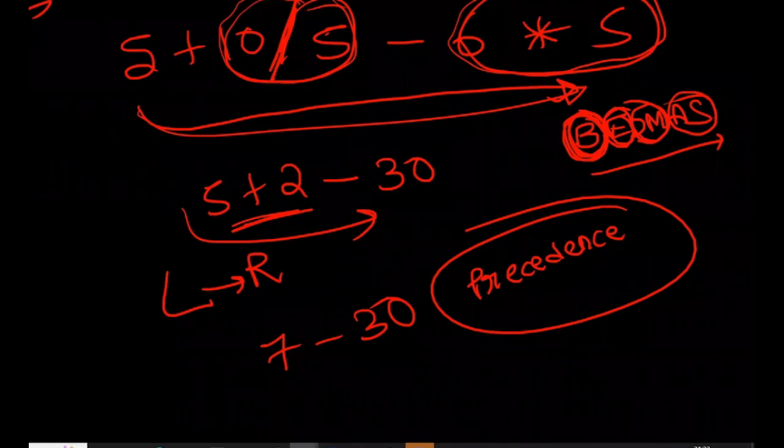And if you have operators at the same precedence, how do you decide? Then you look at associativity. If I have multiple operators of the same precedence, in what order do I evaluate? The associativity will tell you that. Associativity can be either left to right, as is the case with most of the operators, or it can be from right to left. What is one operator that has right to left associativity?